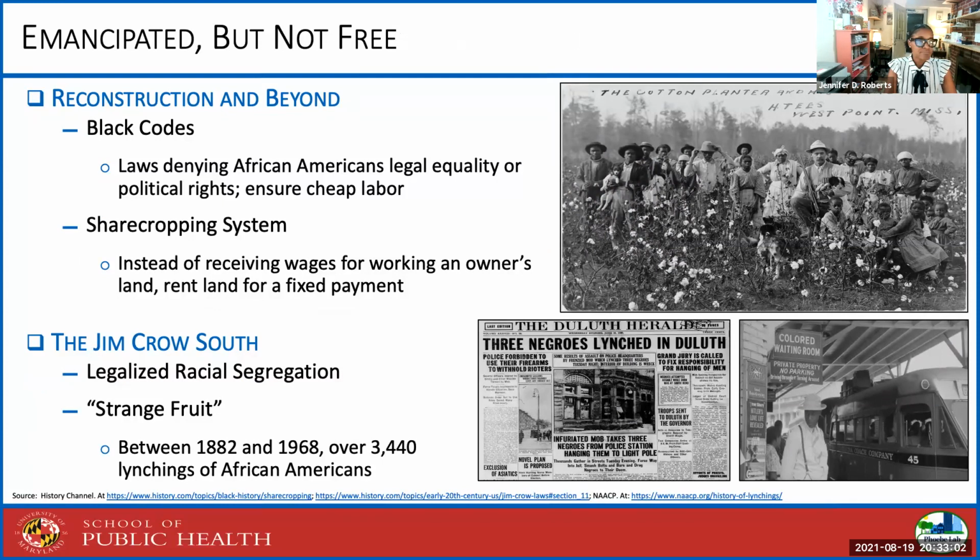Black codes were just pretty much restrictive laws designed to limit the freedom of African Americans, ensure their availability as a cheap labor force. And this, coupled with the sharecropping system, ultimately kept freed slaves in a perpetual state of poverty. So in addition to these economic constraints, there was this period where white supremacy was running even more rampant, and this reign of terror was maintained by groups like the Ku Klux Klan, which were also supported by state governments. And between 1882 and 1968, there were over 3,400 lynchings of African Americans, and most occurred in the southern states.